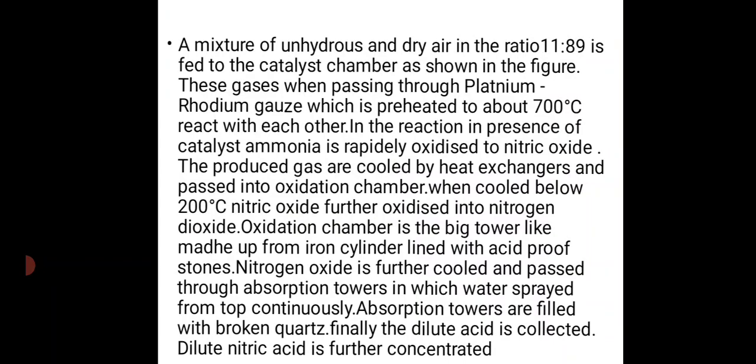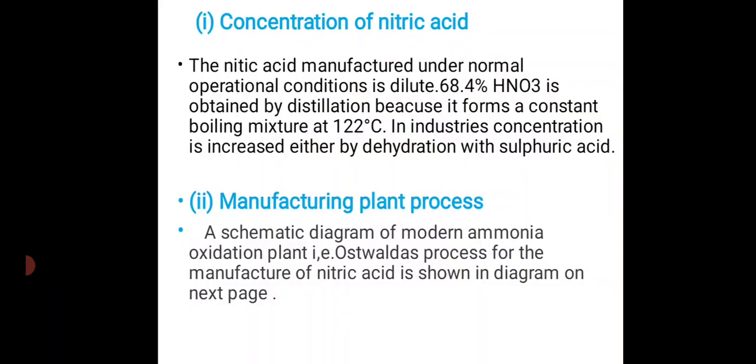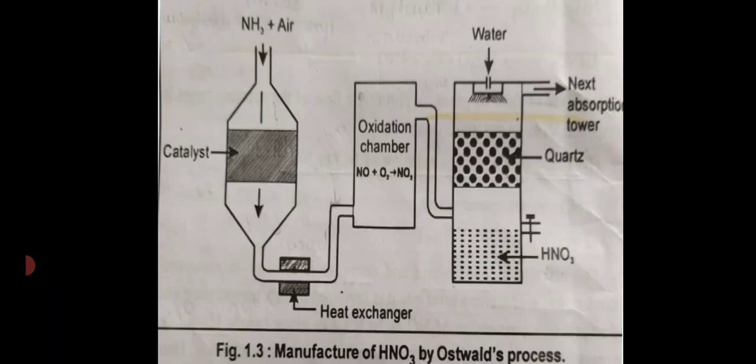Okay, this is the construction of the manufacturing plant process. A schematic diagram of a modern ammonia oxidation plant, the Ostwald process, is shown in that figure. Firstly, NH3 plus air is fed into the first chamber, the catalyst chamber. Then in the second, oxidation chamber, NO is converted into NO2.